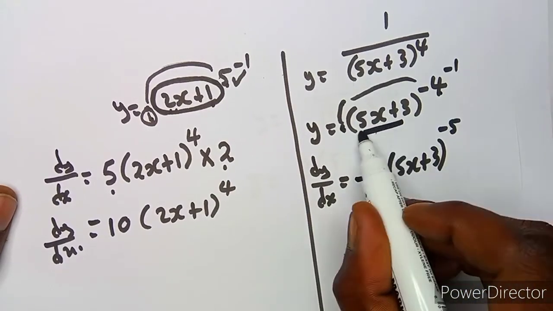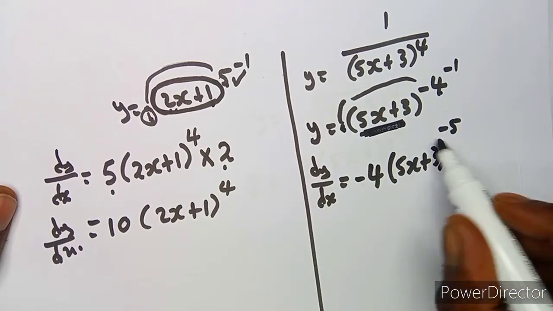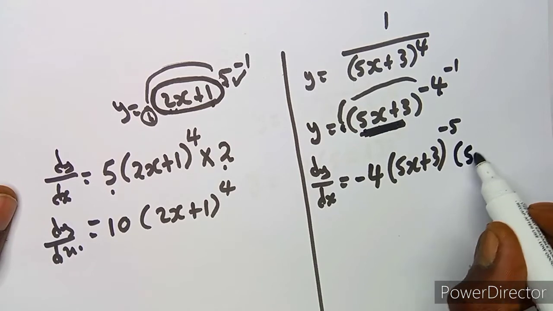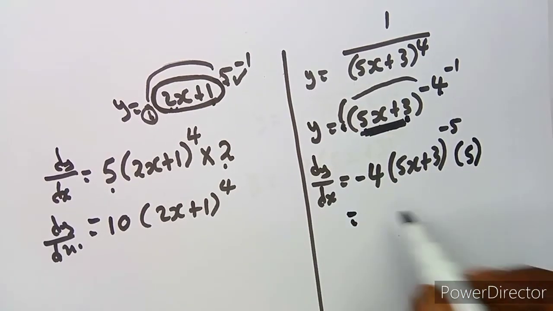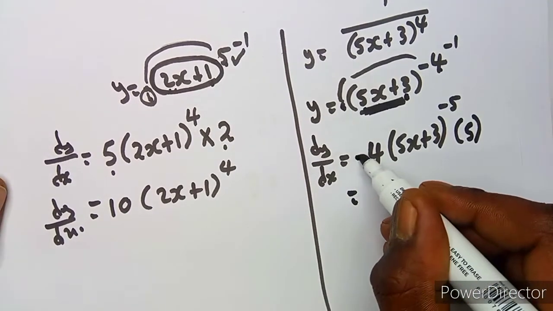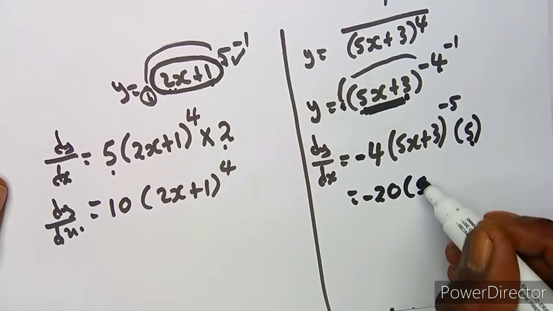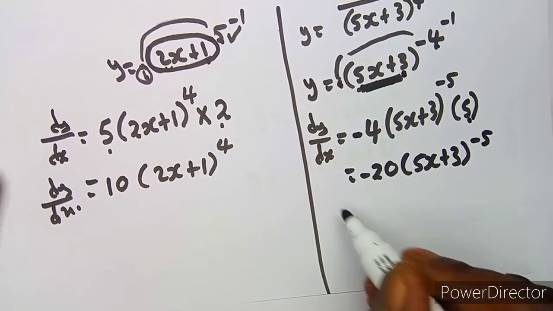Then you find the derivative of what is inside the bracket. This one, your f of x. So this is f prime of x, which is the derivative of 5x plus 3. The derivative of 5x is what? It's 5. The derivative of 3 is 0. So it's going to be 5 like this. So you multiply minus 4 times 5, which is minus 20, times (5x plus 3) to the exponent of minus 5. This is your dy/dx.